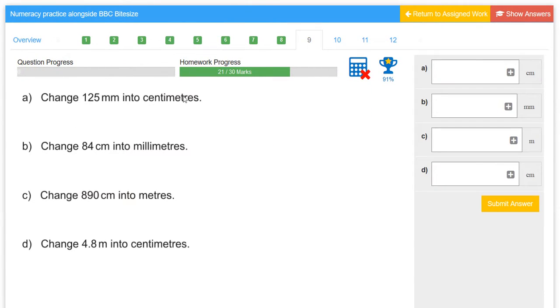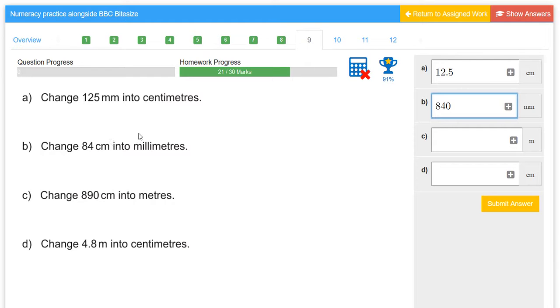Question 9. We're going to change these into centimeters and millimeters. Well, I'm going to remember there are 10 millimeters in a centimeter. So going from millimeters to centimeters is smaller, so here I'm going to divide by 10. So 125 divided by 10 becomes 12.5 centimeters. Centimeters into millimeters, well, there's more millimeters than there are centimeters. So I'm going to multiply. That should be 840.